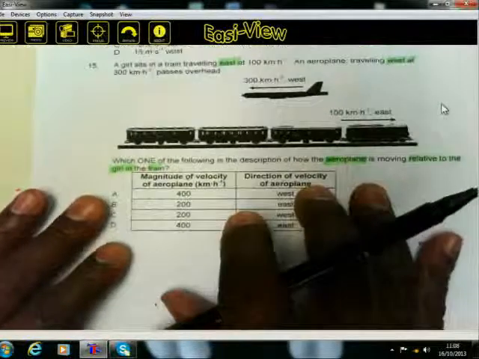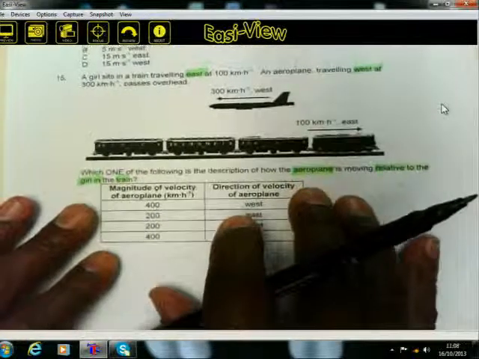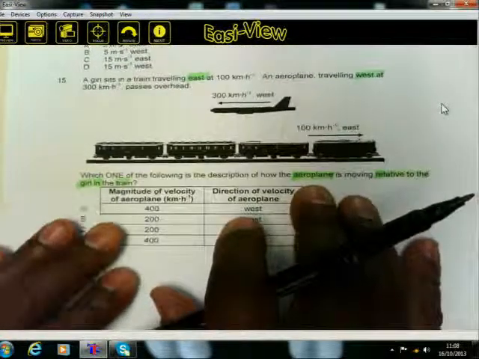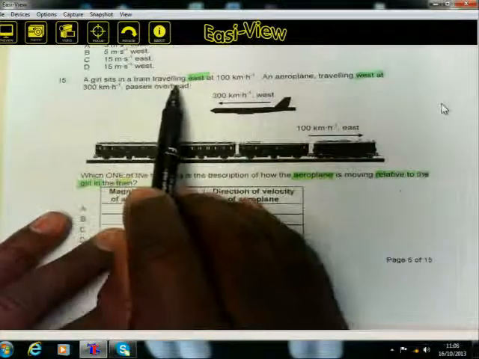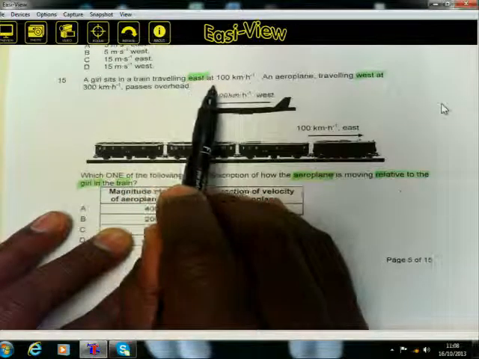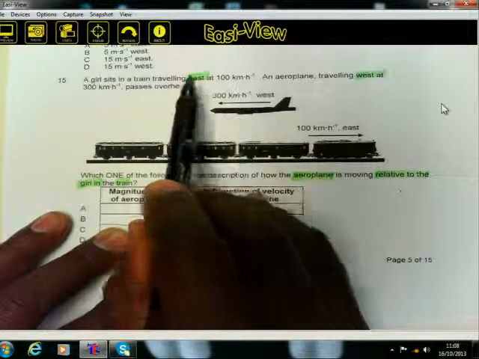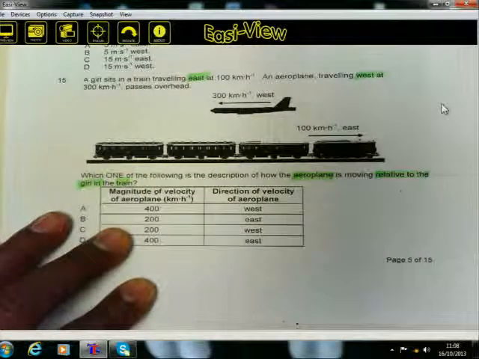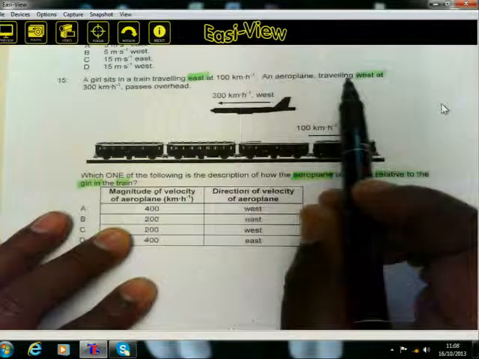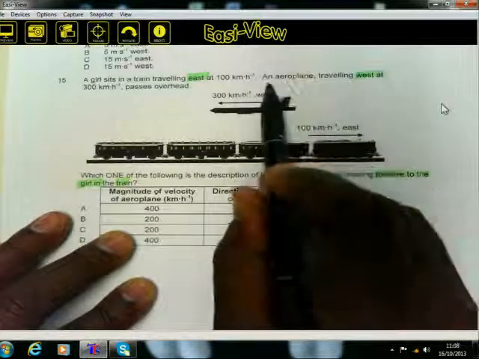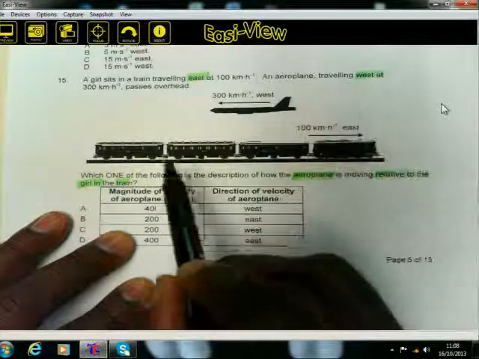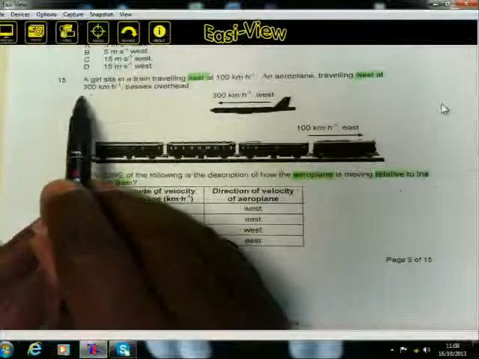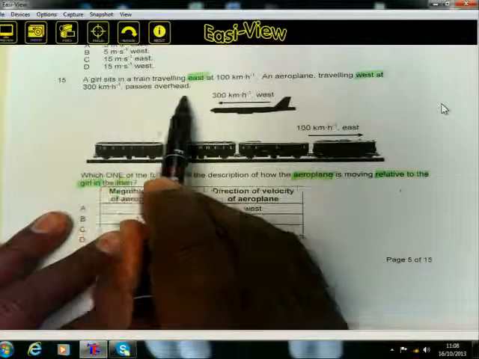Here we have a girl who is sitting in a train, and the train is traveling at 100 kilometers per hour east. I have indicated east because that is the direction that the examiner has given us, so we can look at that as well. An aeroplane traveling west at 300 kilometers per hour passes overhead.